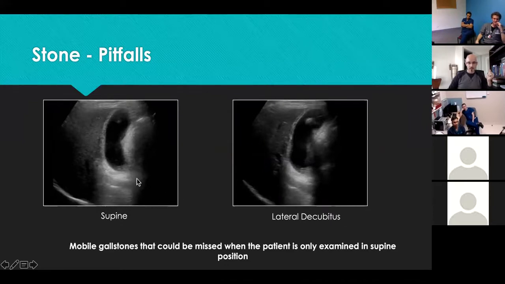So this is what I was talking about with the stone being missed when the patient is in supine position, because the stone was somewhere in the gallbladder neck. But when you put the patient in complete lateral decubitus to the point that the fundus is the dependent part, the stone falls into the fundus and becomes much more obvious.